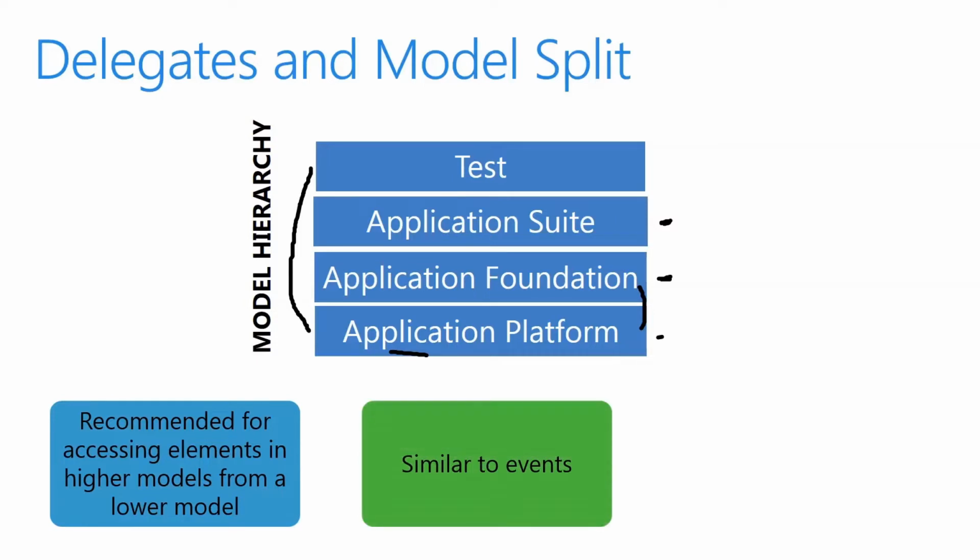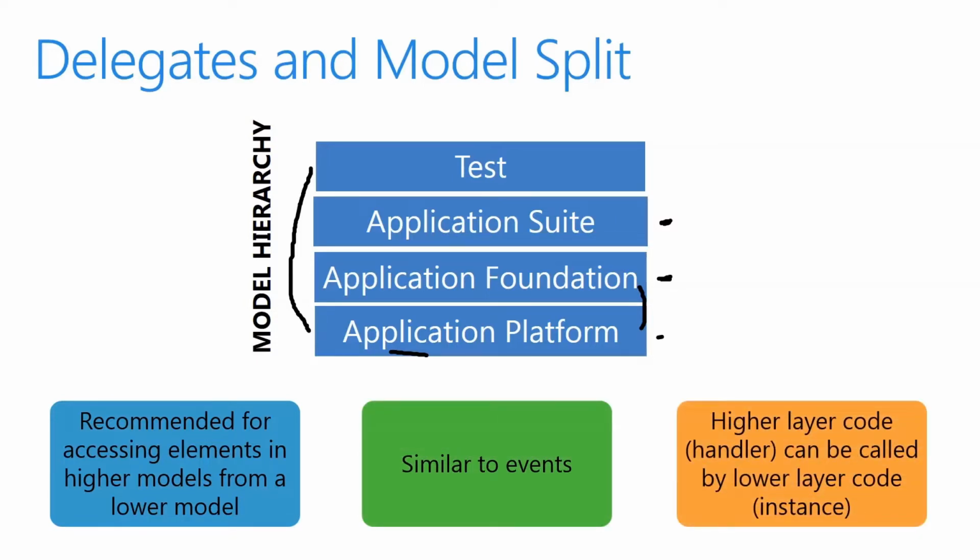While the model split provides many benefits, it creates a problem when trying to access elements defined in higher models. Delegates are the recommended method for accessing elements in higher models from a lower model. Delegates are very similar to events in that we have a delegate instance that is invoked, and a handler with compatible signature code is executed. This permits higher layer code, the handler, to be called by lower layer code, the delegate instance.